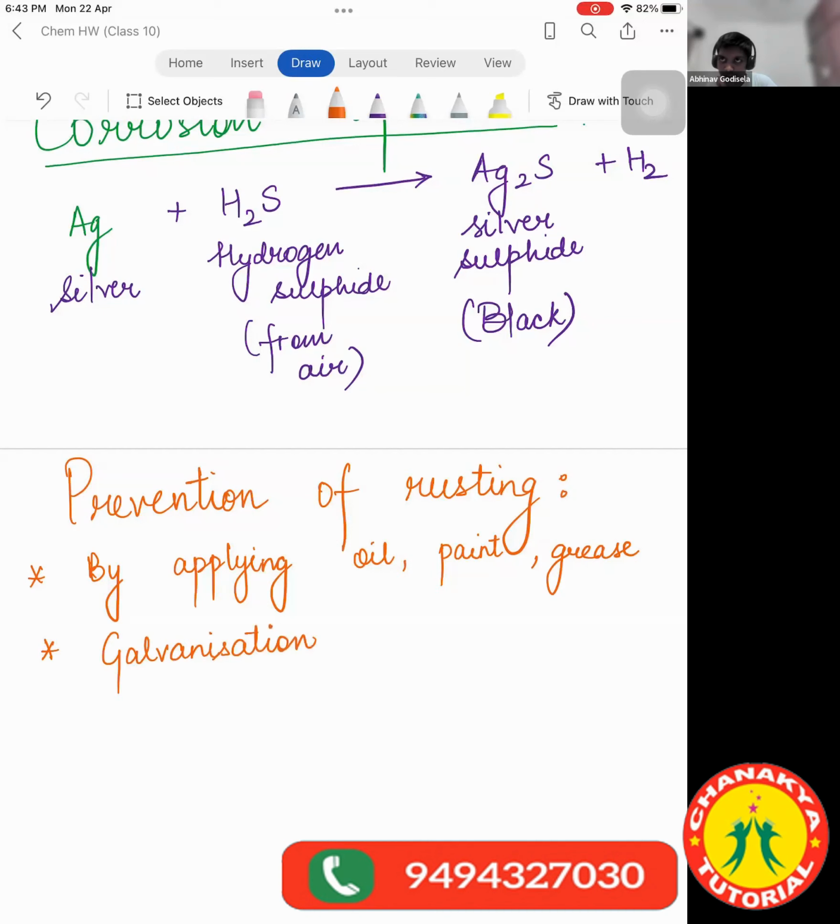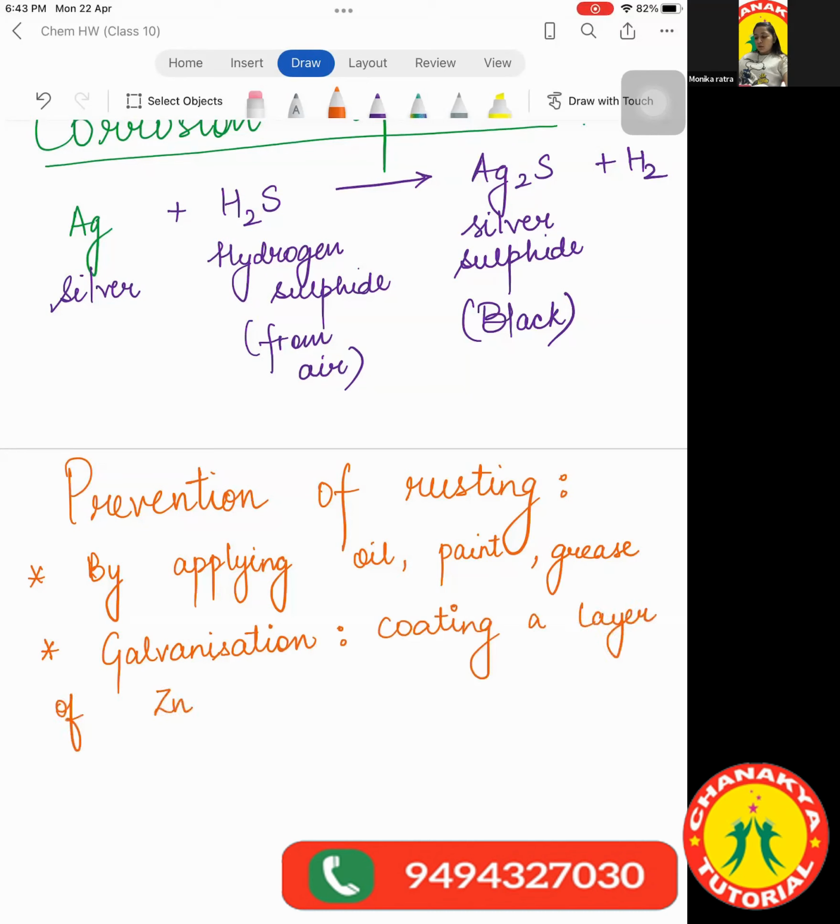Does anyone know? Coating zinc through electro... Yes, very good. Coating a layer of zinc metal by passing electricity. Or we may just write this much as the definition: coating a layer of zinc over iron metal.